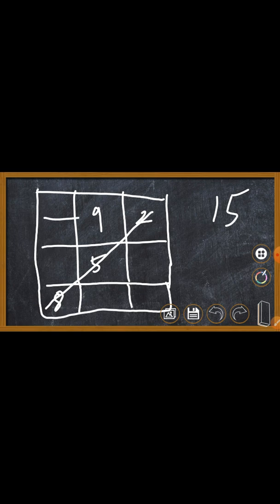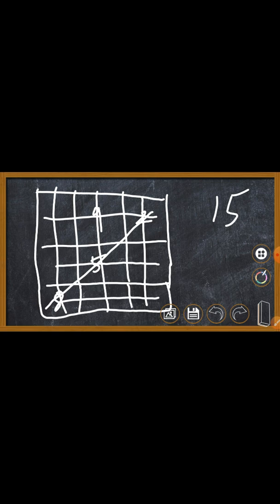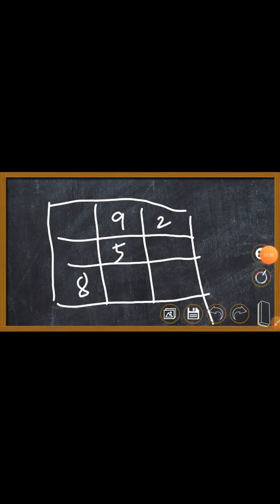Yes, this side to side, if you add, it should be 15. Top to bottom, everything, the sum of each and every line and every angle over here should be 15. Yes, so now let's do the sum. I have copied it down again.